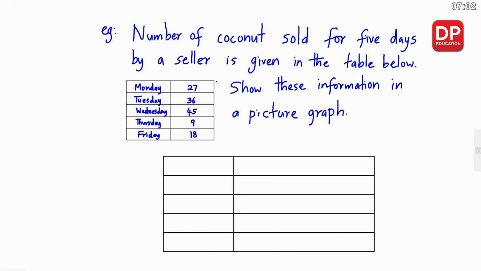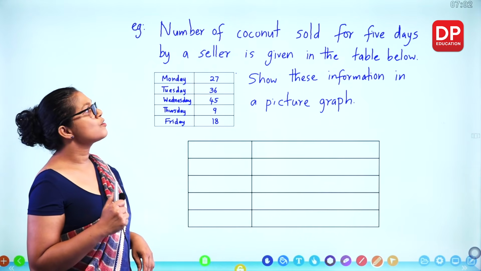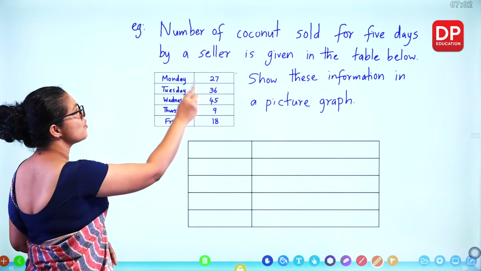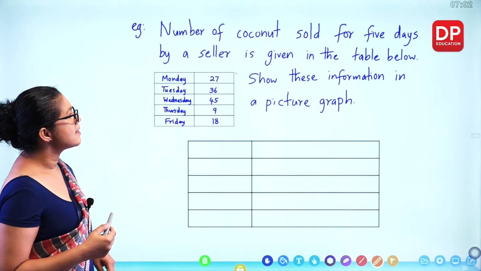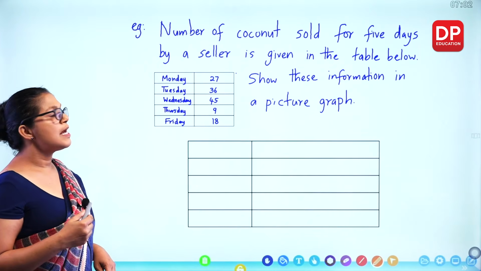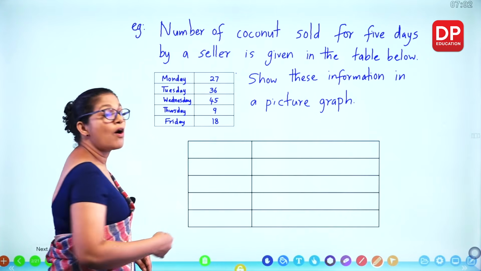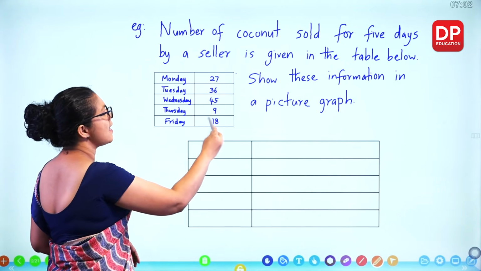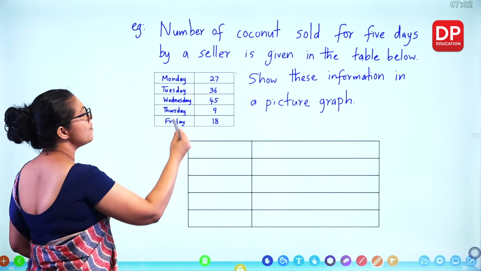So we'll take an example to show a picture graph. So here it says number of coconuts sold for 5 days by a seller is given in the table below. So here Monday, Tuesday, this is the number of coconuts. Show this information in a picture graph. So you need to show this on a picture graph. So how can we represent? Now here these are the numbers. So here what we can do, these are the days.